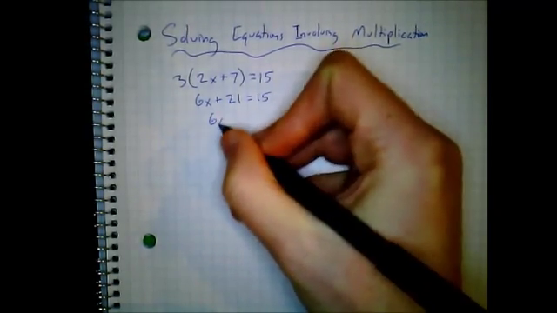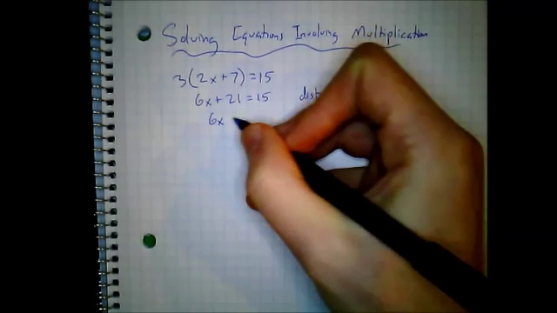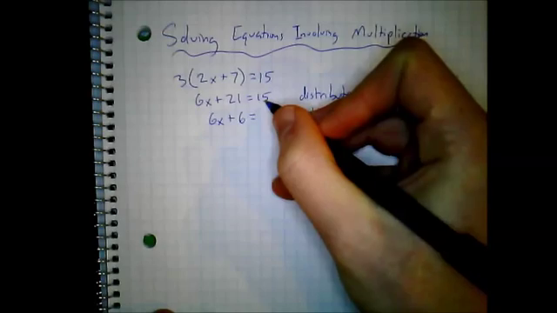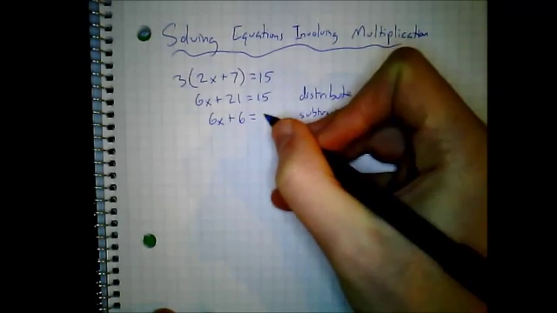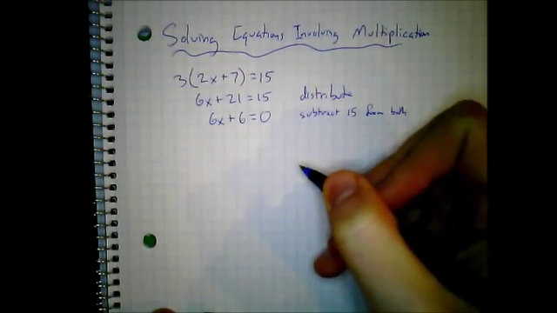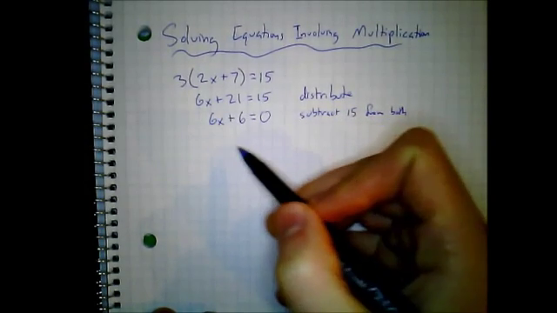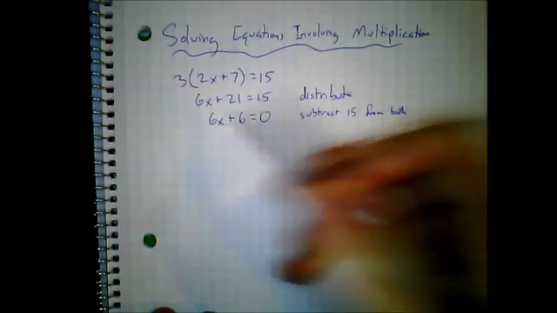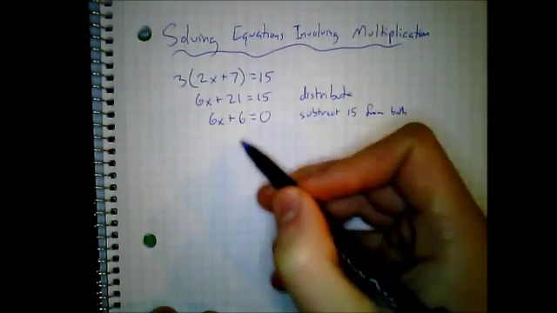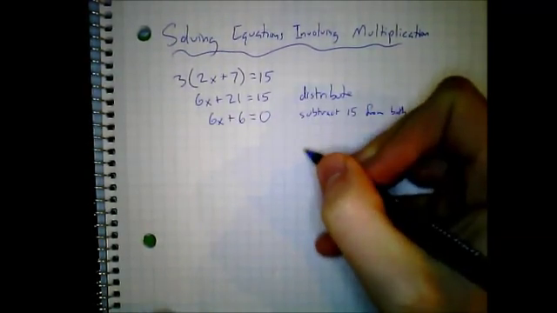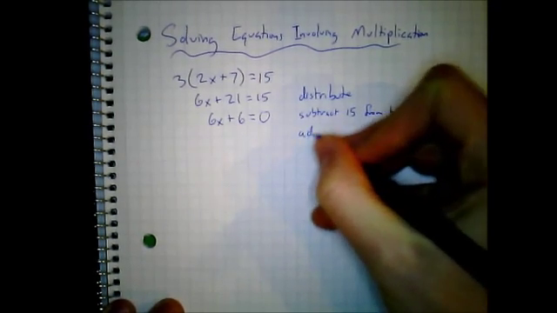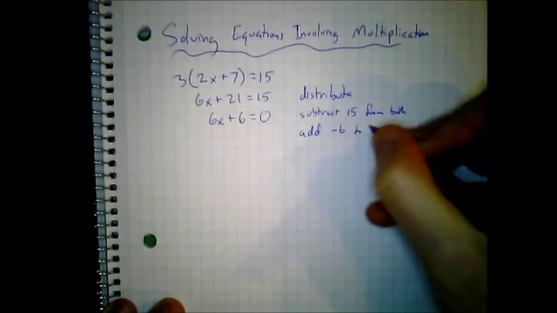I could take 15 units away from the left and 15 units away from the right. So I'm still at my 6x tiles. Well, 21 take away 15 leaves me with 6. So I have 6x plus 6 equals, well, 15, and I took them all away, so I'm left with nothing. Now I want to get my x term by itself. That's what solving an equation is. What do I need to get rid of my positive 6? I need to add a negative 6, or subtract 6. Both do the same thing. So I'm going to add negative 6 to both sides.